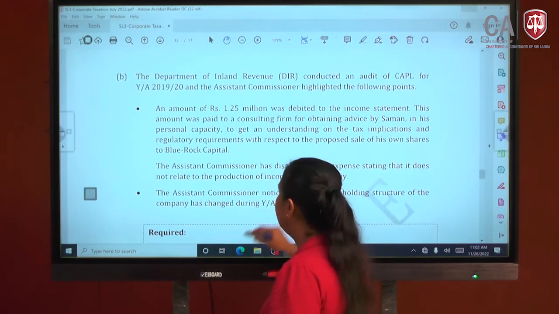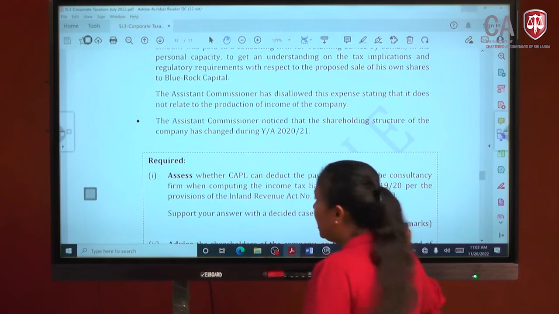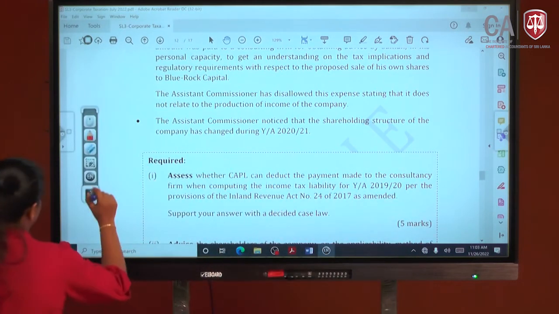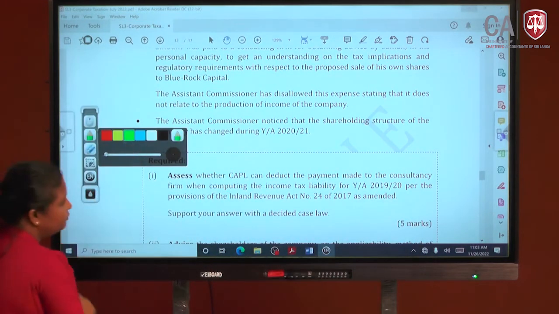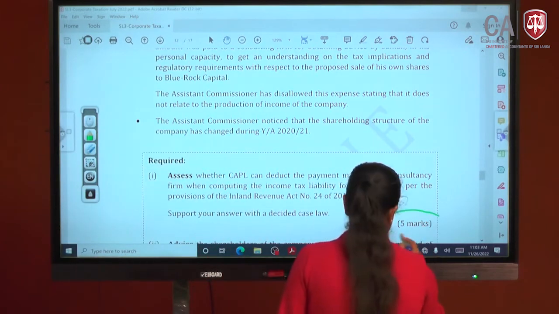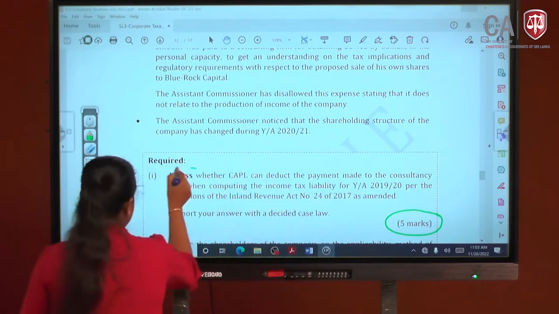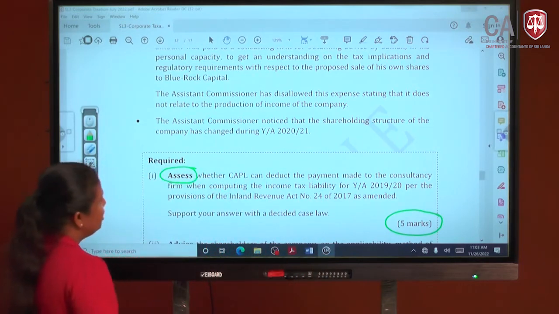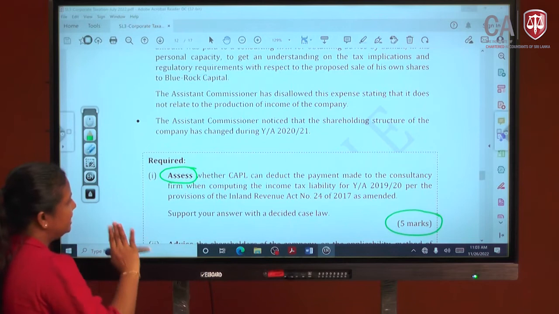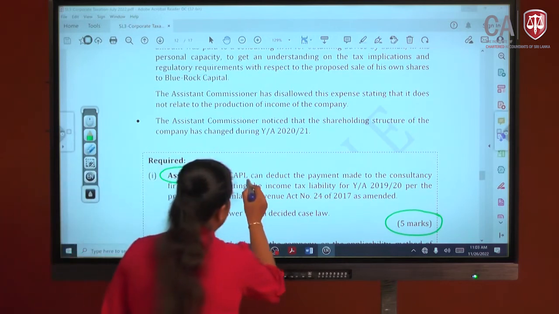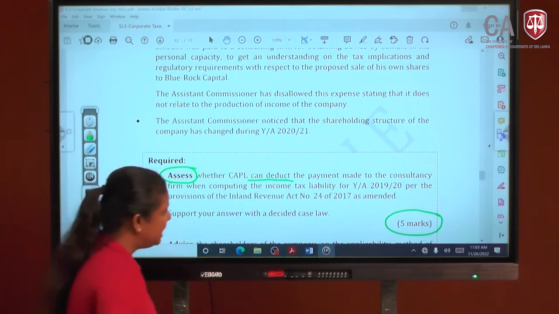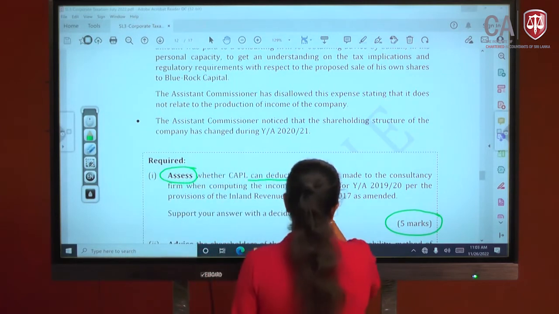Part B, let me come to the requirement first. How many marks? 5 marks are given for this. Therefore, let me analyze one by one. What's the action verb? It is assess. Assess whether CAPL can deduct the payment made to the consultancy firm.